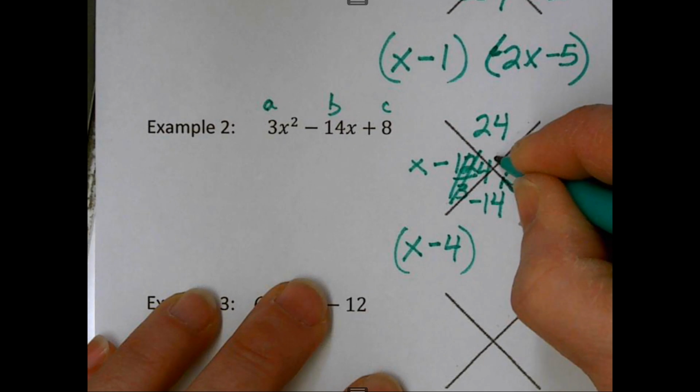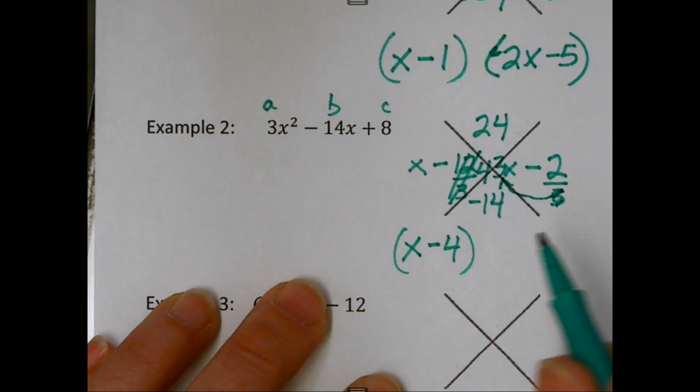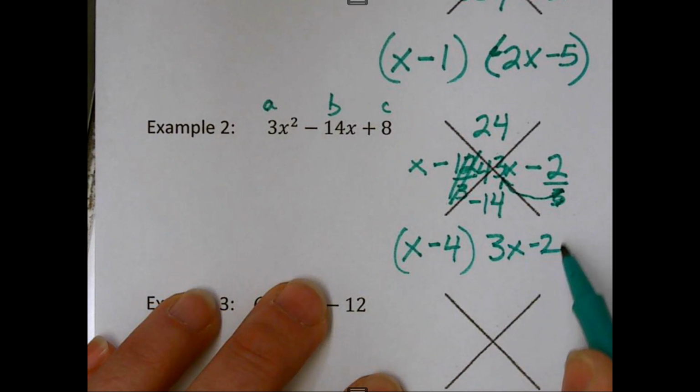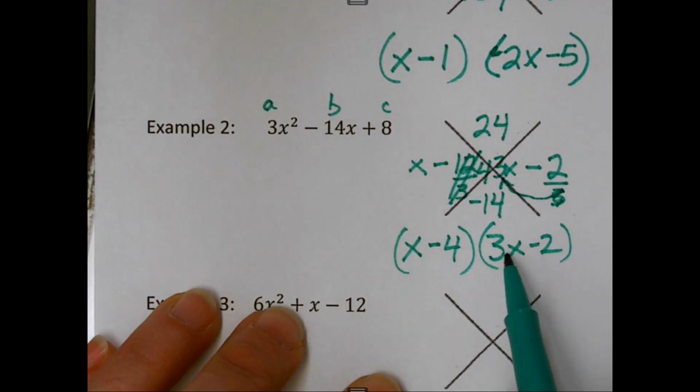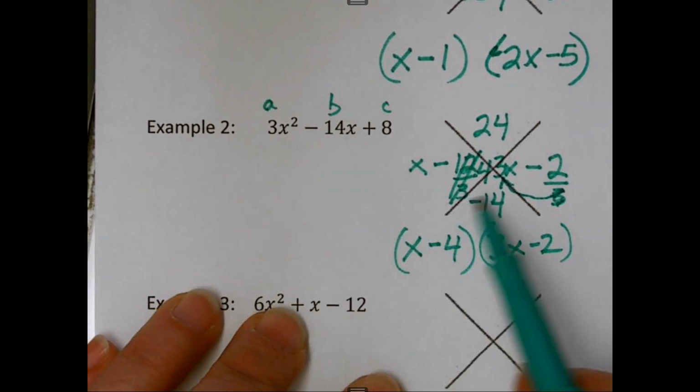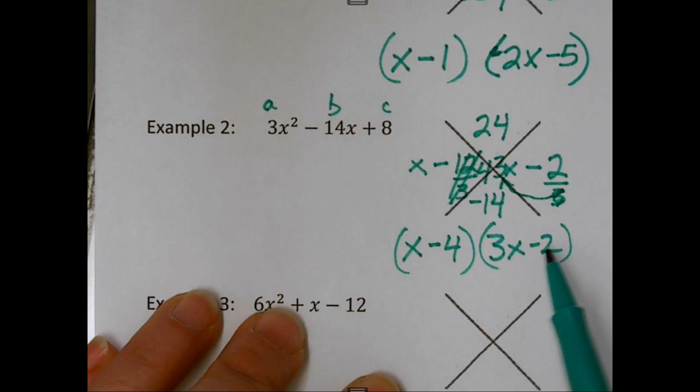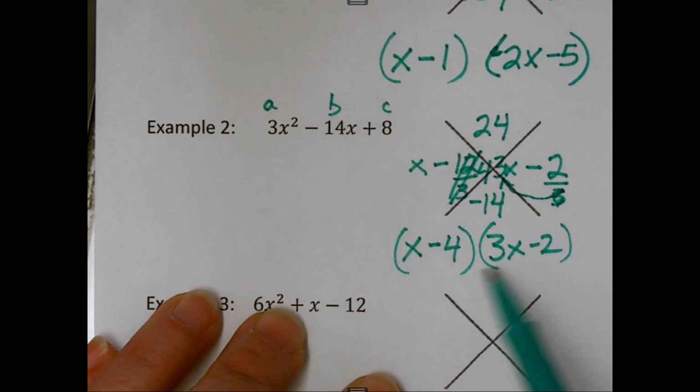Again, we can check it. x times 3x is 3x squared. Your outer is negative 2x, minus 12x for your inner. There's our negative 14x. Negative 4 times negative 2 is positive 8. It's pretty slick. It's pretty cool.